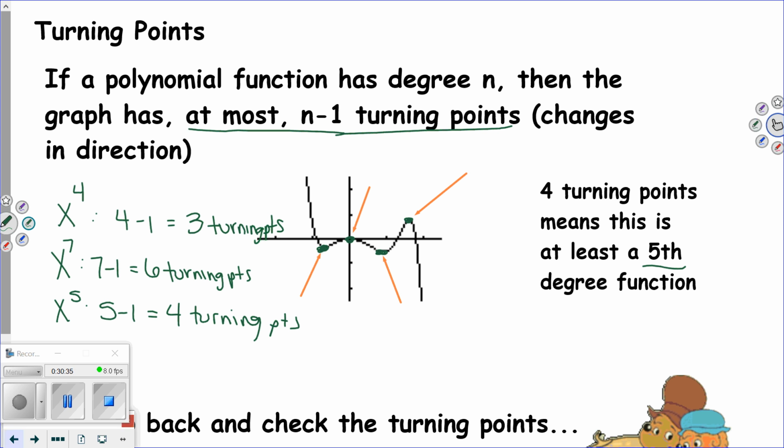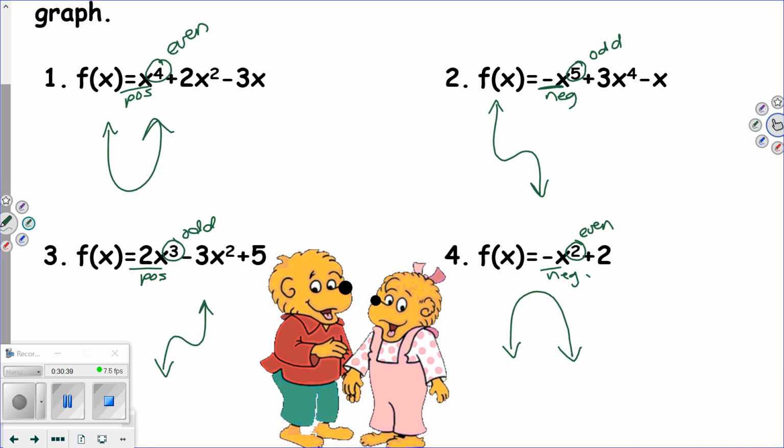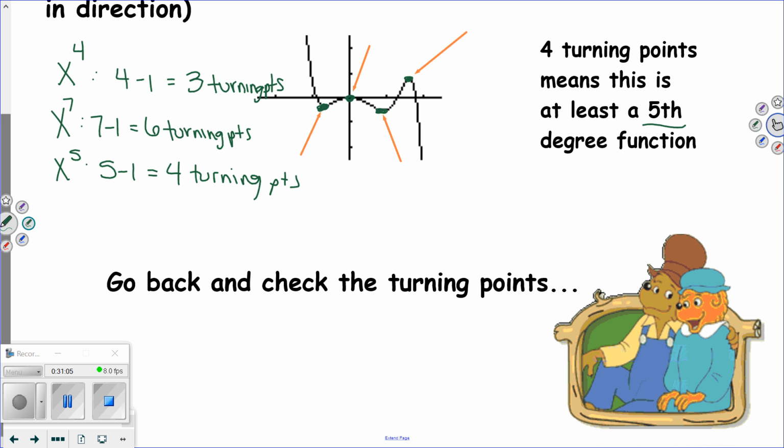So if we come back for a minute and look at some of these, how many turning points would this one have? This would have at most 3 turning points. What about this one? That would be 4 turning points. This one? 2 turning points, because it's 3 minus 1. And this one would have 1 turning point. Does that make sense?